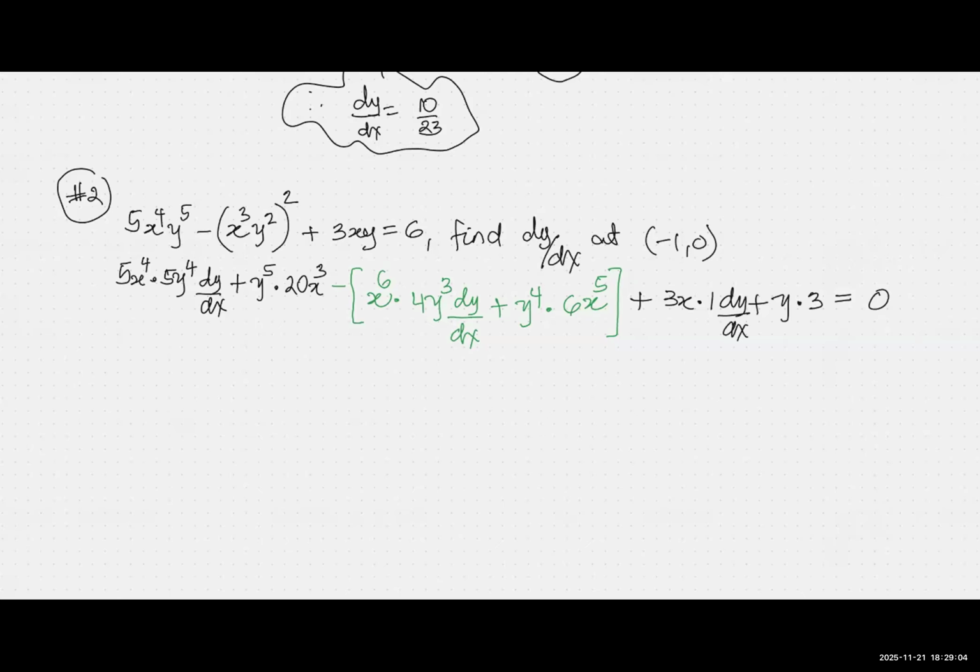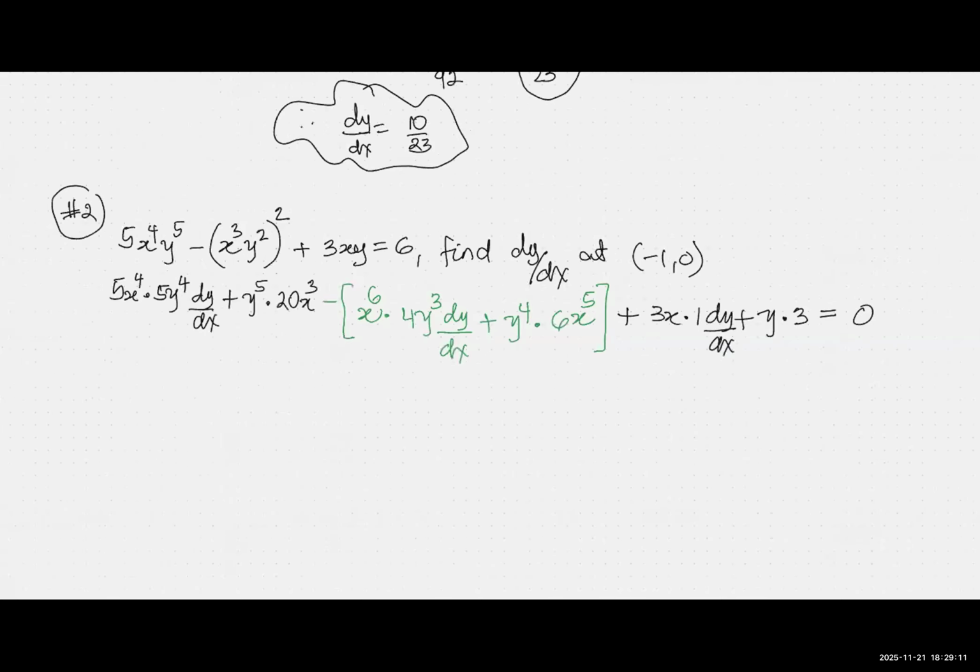All right, let's go. Five fives, 25. So this is going to be 25x to the fourth, y to the fourth, dy by dx, plus 20x cubed. Did I answer the question? He said that he did it the same way. Okay, I was just wondering.